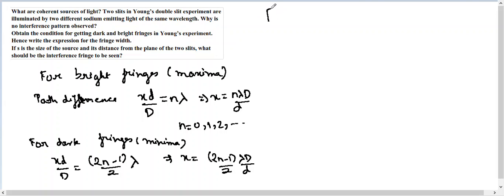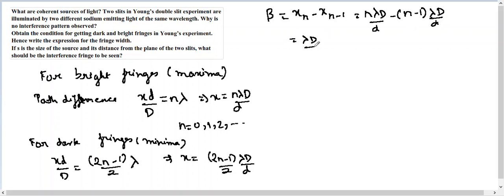So let's just consider the bright fringes here. The fringe width is given by beta, which equals x_n minus x_(n minus 1). That means n lambda D by d minus (n minus 1) lambda D by d. Taking out the common terms, n minus (n minus 1) is 1, so we get lambda D by d. So that is the value of the fringe width.